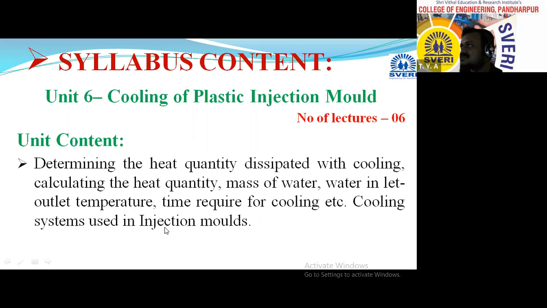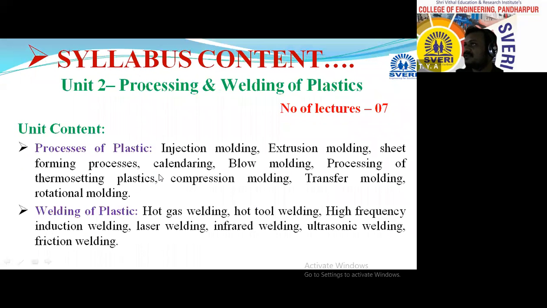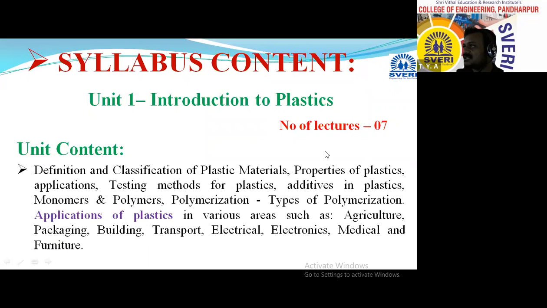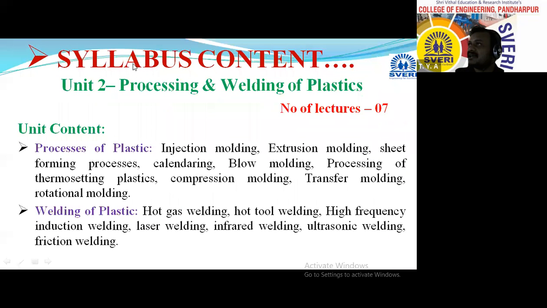Okay, so this is the sixth chapter. So this is the whole syllabus. As far as your theoretical part is concerned, 6 chapters are there. I will just take a review within 1 or 2 minutes. In introduction, we are going to discuss basics of the plastics, how it is classified, how they are tested, then what is the concept of polymerization and their applications in various fields. In the second chapter, how the processing and welding of the plastic material is done depending on their types, that we are going to discuss here.